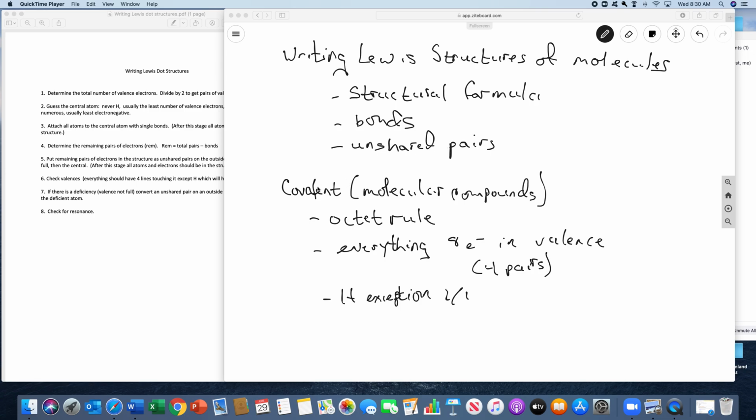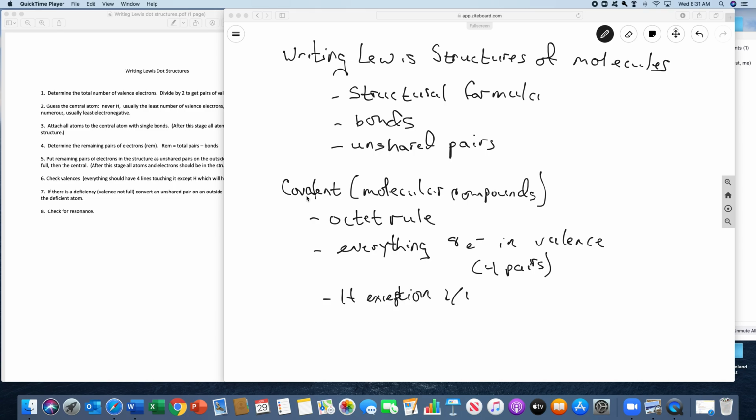Now this is only for covalent compounds, molecular compounds, depending on the nomenclature that you use. So remember, covalent compounds were sharing electrons. This is nonmetals. Nonmetals want their valences filled. So remember the octet rule. Everything wants 8 electrons in its valence. I do things in pairs of electrons, so that would be 4 pairs. Remember, however, that hydrogen is an exception. Hydrogen's valence is filled with 2 electrons, which means it'll only have 1 pair of electrons.